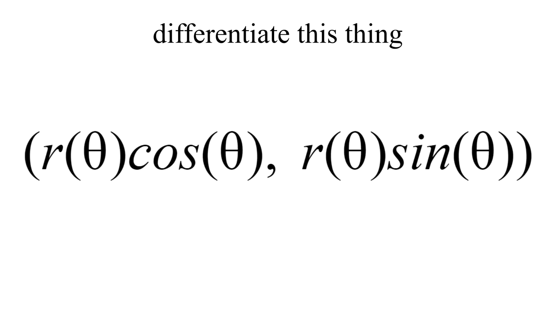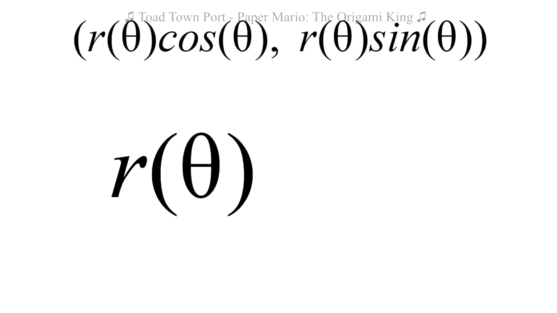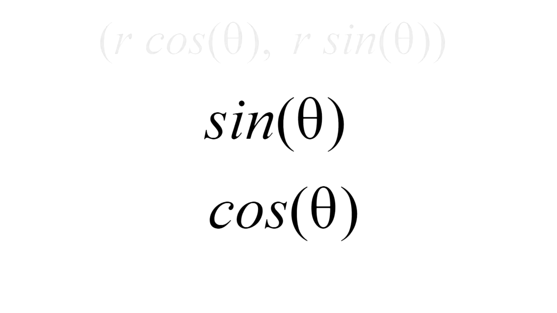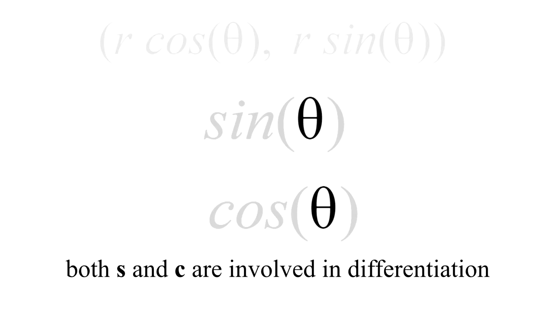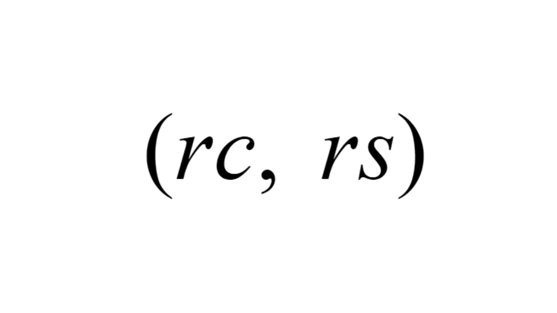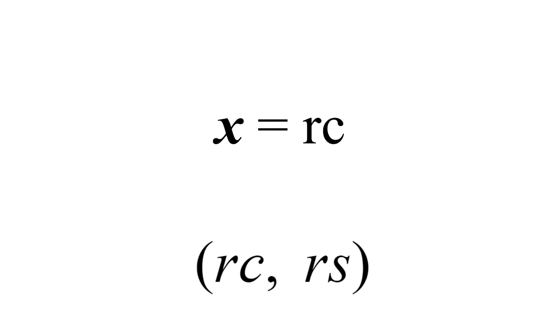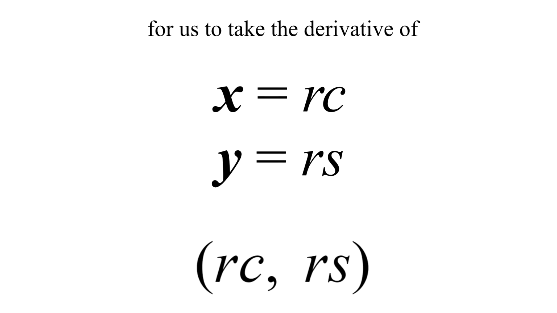So our first objective is to differentiate this parameter. But for a start, I want to make a couple of changes to it first. Briefly speaking, I will simply shorten r of theta to r, and sine theta and cosine theta to s and c. Since both of these have theta in them, both are involved in differentiation. Okay, with both these changes, let us now separate the parameter into x equals rc and y equals rs for us to take the derivative of.